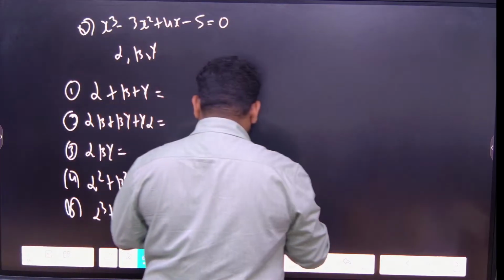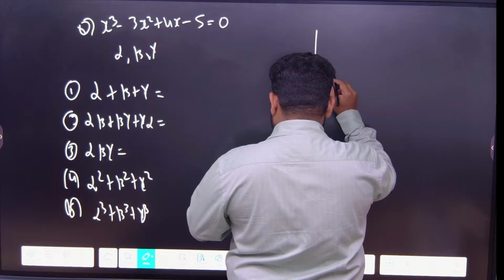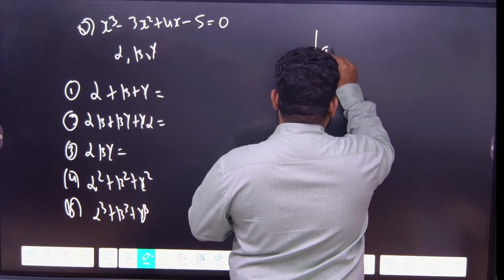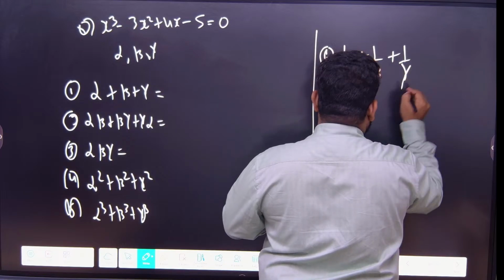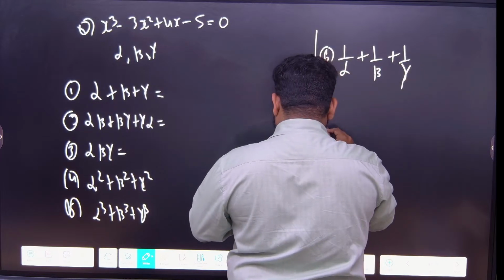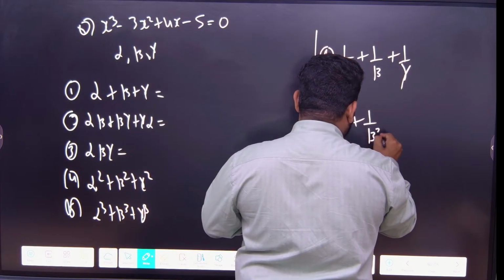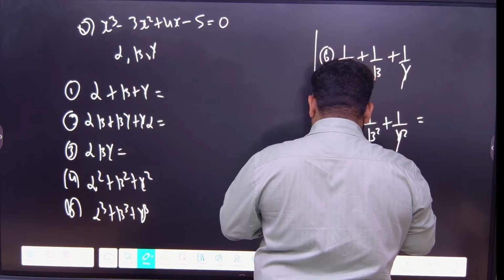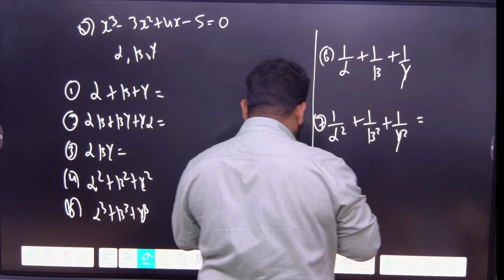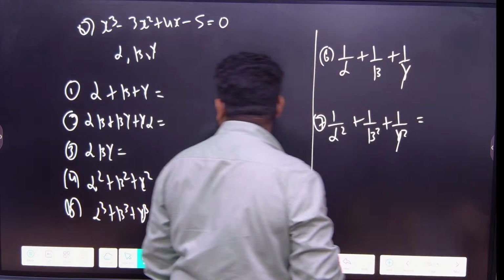Next, they are asking you to find 1 by alpha plus 1 by beta plus 1 by gamma. Seventh, they are asking you to find 1 by alpha square plus 1 by beta square plus 1 by gamma square. This is what they are asking you to find. Clear? Now what can you do for this?